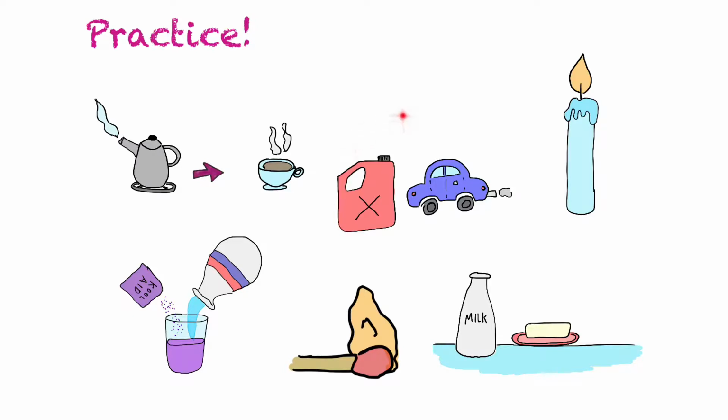Our next one over here, when we burn gasoline to fuel our car, that would be an example of a chemical change. Anytime you hear burning would be an example of a chemical change because it's releasing heat to power the car.